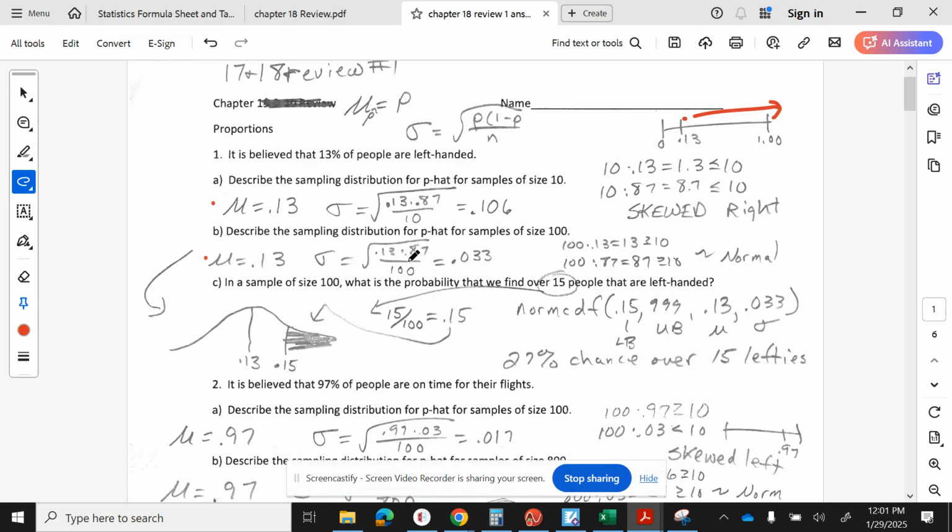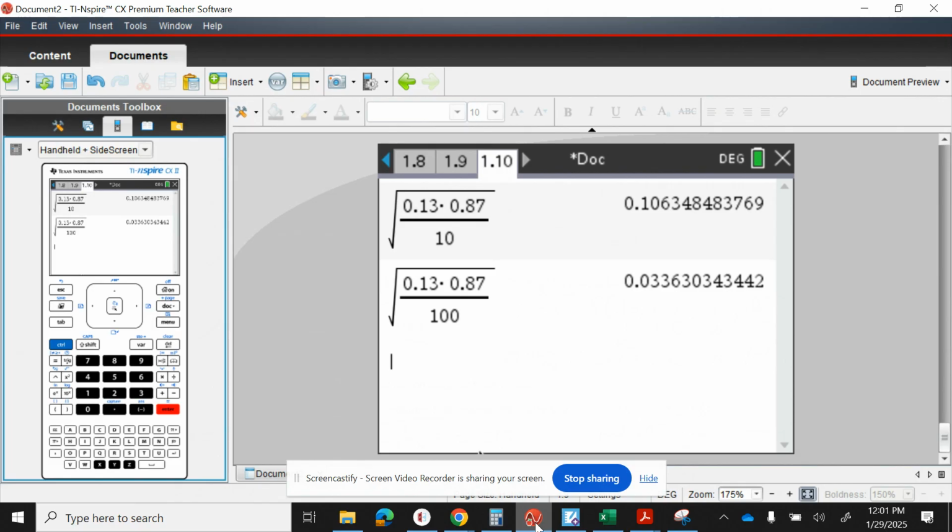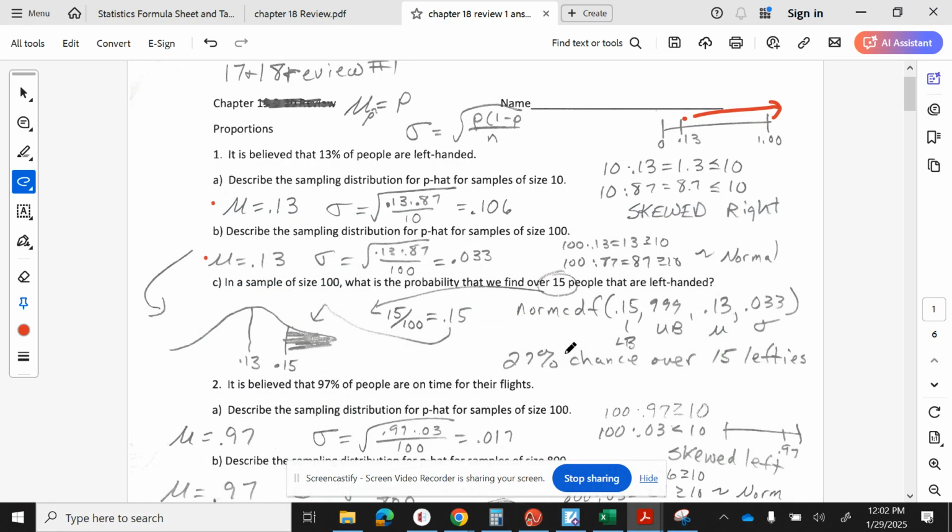The standard deviation, you take the square root of, now it's the same thing. This time we got a bigger sample size. We turned it into 100. Standard deviation gets smaller with a larger sample size. So 0.033. Now, depending on where you round, it could be 0.0336. That's going to affect your answer a little bit in the normal CDF part of it, and I adjust for that. If you round it a little bit too aggressively, if you want to make that 0.034, that's fine. 0.0336, 0.033, I'd accept all of them.